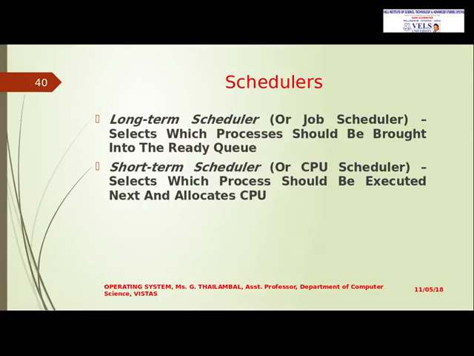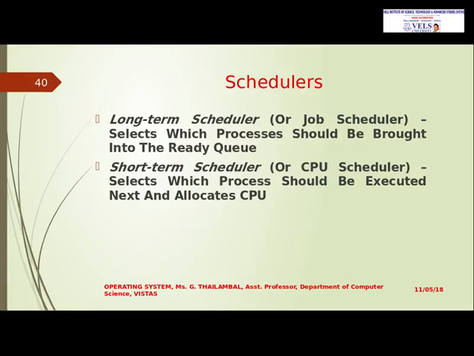And how are the jobs taken from the ready queue to the CPU? For that we are using schedulers. The schedulers could be a long term scheduler or a short term scheduler. You also have a medium term scheduler, I will tell you that. So what is a long term scheduler? The long term scheduler is otherwise called the job scheduler. It selects which process should be brought into the ready queue.